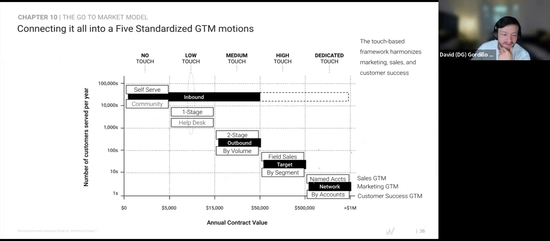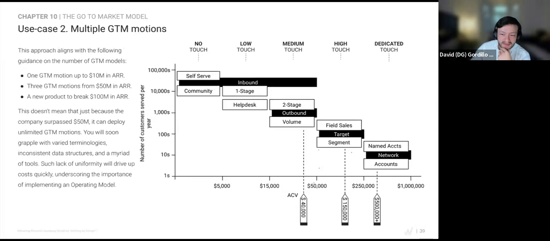Now, the second one is companies that have several go-to-market motions because they are addressing several ICPs, meaning several ideal customer profiles. This in itself is not bad. It's actually a very good thing to do. However, the challenge comes when you do this too early.